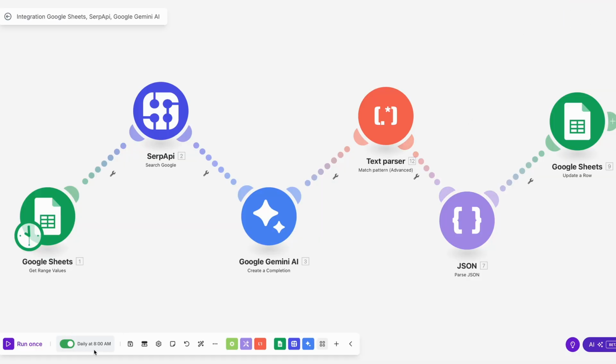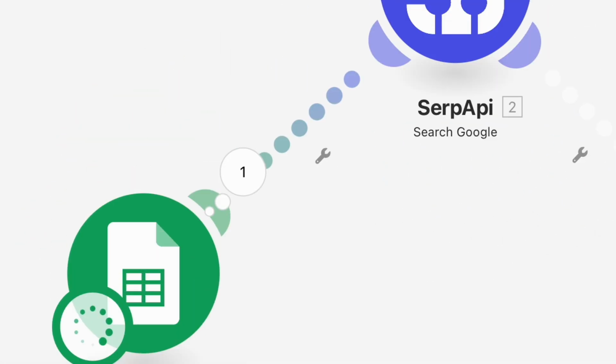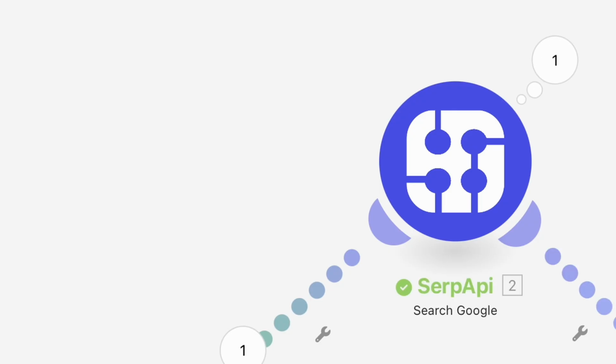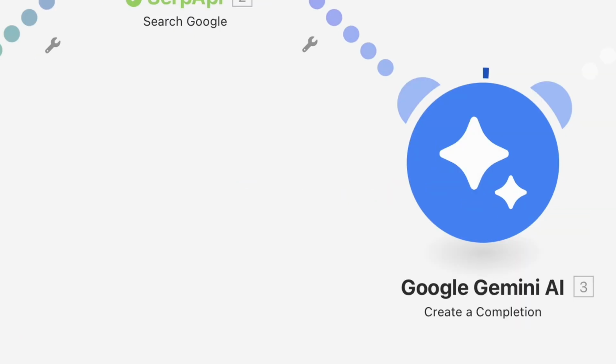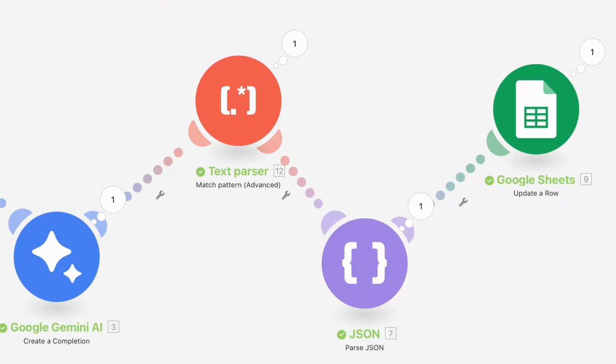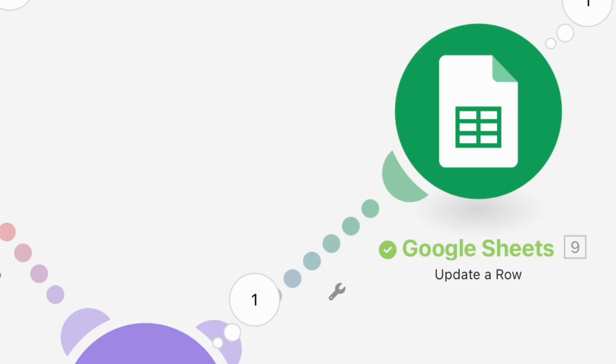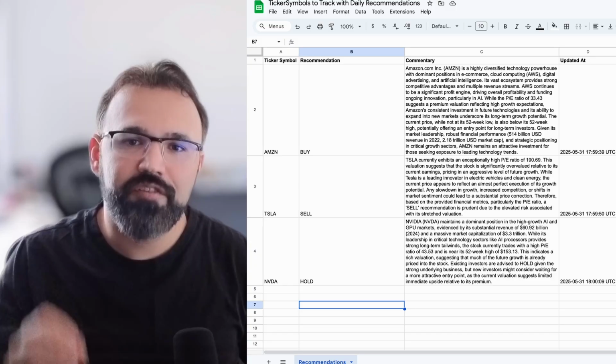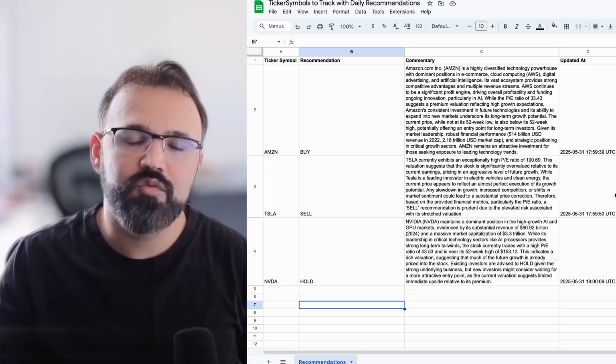At 8 a.m. every day, my make.com workflow automatically reads ticker symbols from my Google Sheet, uses SerpAPI to get latest market news for each stock, sends that data to Google Gemini 2.5 Flash, or any other LLM of your choice for analysis, parses the AI's response, the JSON response, and updates my sheet with new recommendations and commentary. And by the time I wake up, I have fresh AI-powered investment insights waiting for me.